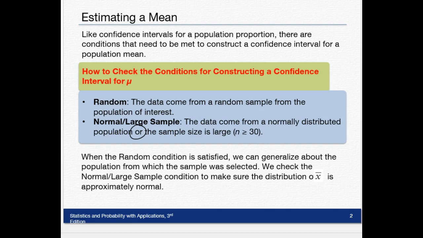Okay, so we have to stop and consider, can we call it normal because they told us it's normal, or because the sample is 30 or greater. So when the random condition is satisfied, we can generalize about the population from which the sample was selected. When we check the normal large sample condition, we make sure the distribution of x bar, the mean of our sample, is approximately normal.